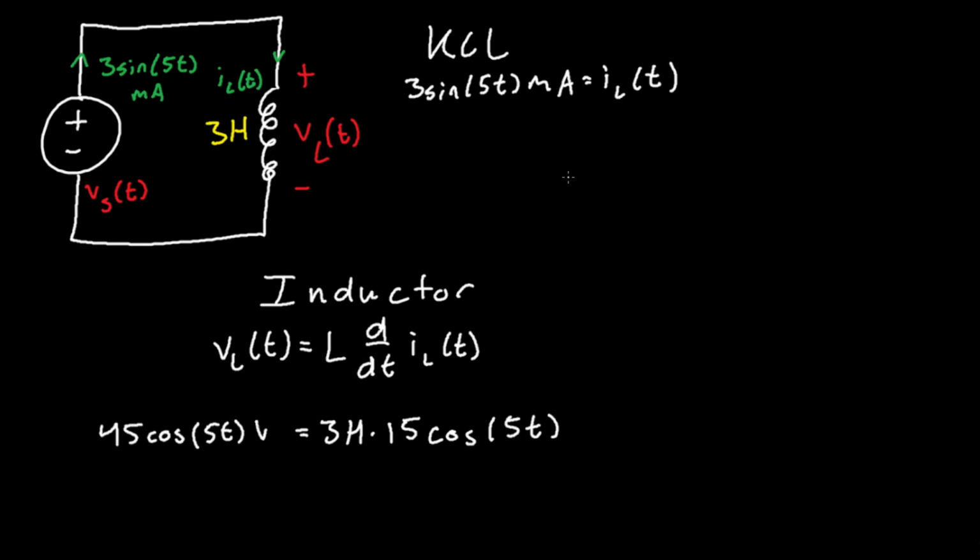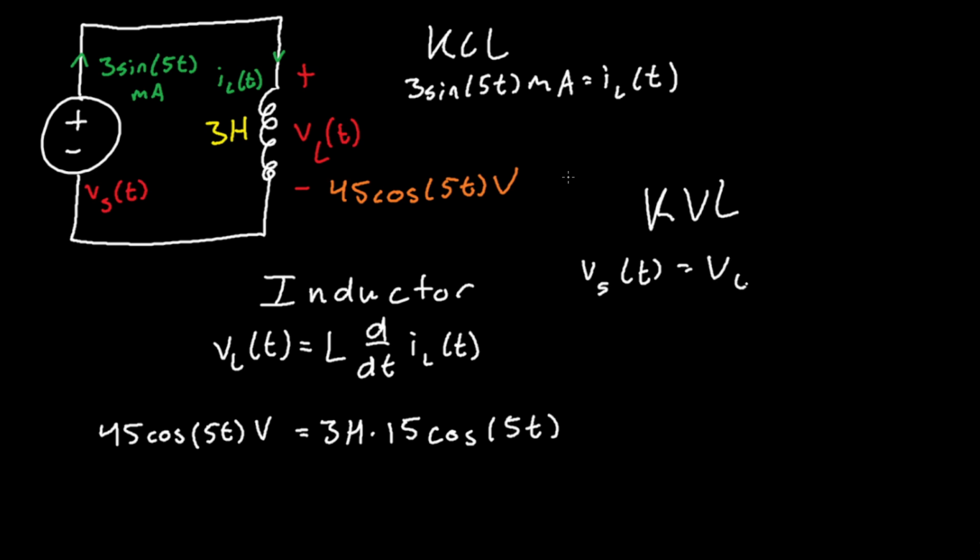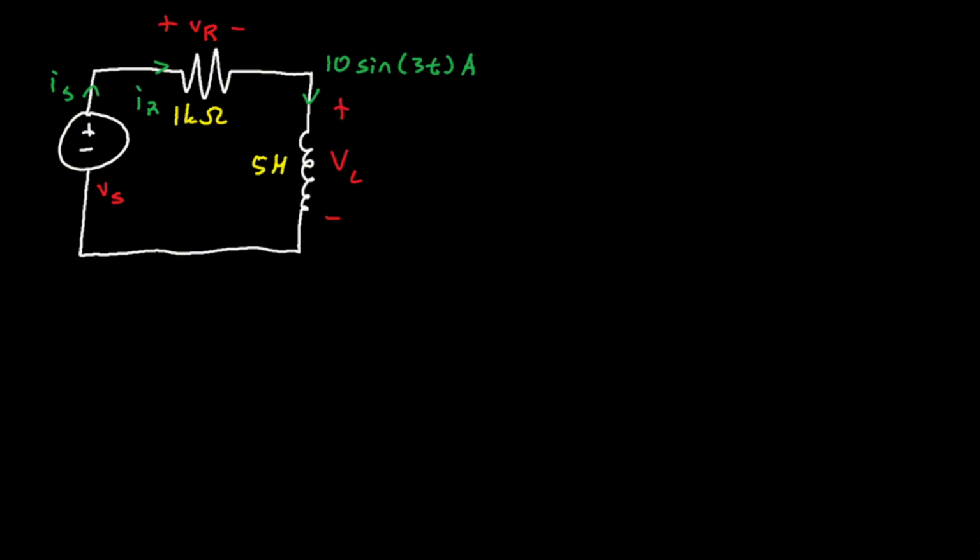volts for the voltage at your inductor. So 45 cosine of 5t volts is here. Well, if you do a little bit of KVL, actually, you'll realize that your voltage at your source should be equal to the voltage at the inductor. So this voltage here is just equal to 45 cosine of 5t volts.